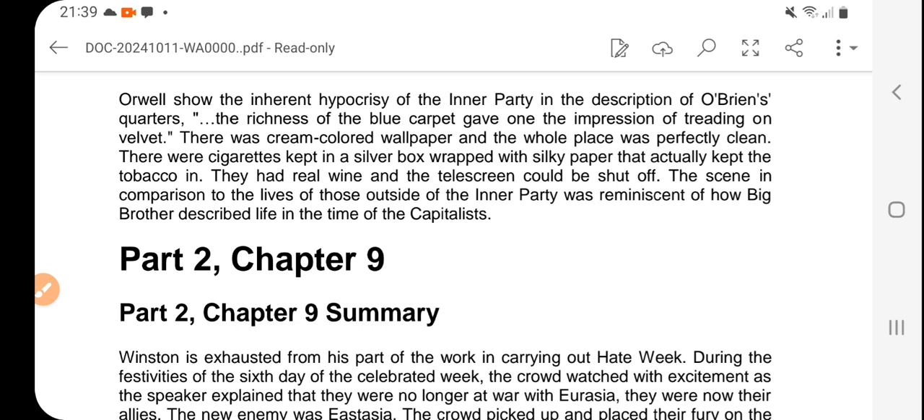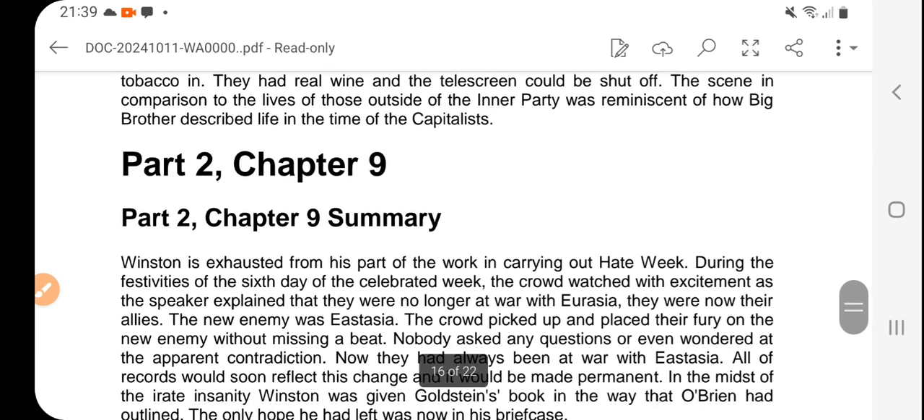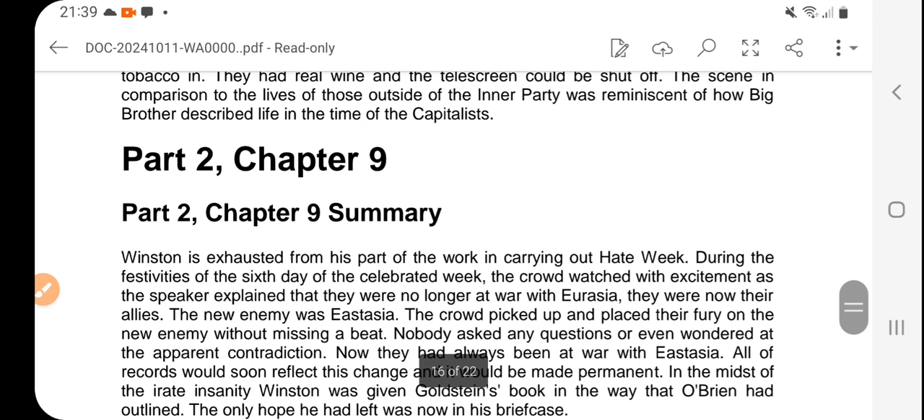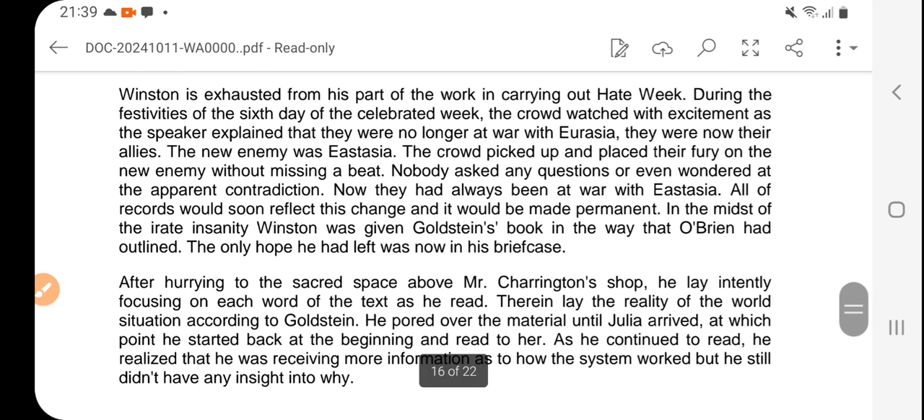There were cigarettes kept in a silver box wrapped with silky papers. They actually kept the tobacco in. So everything is very luxurious, and they had real wine, and the telescreen could be shut off. The scene, in comparison to the lives of those outside of the Inner Party, was reminiscent of how Big Brother described life in the time of the capitalists. So this is something. Now chapter 9.